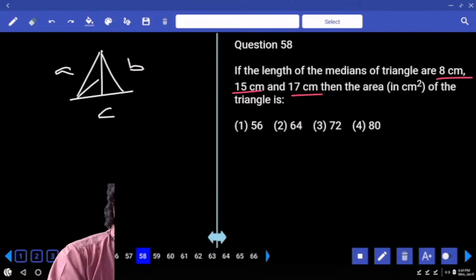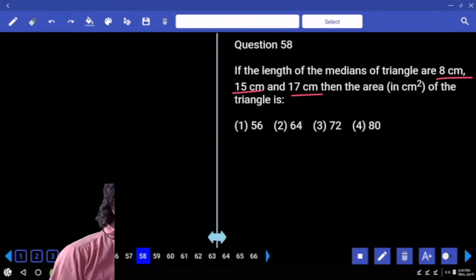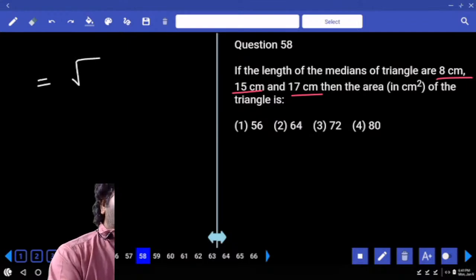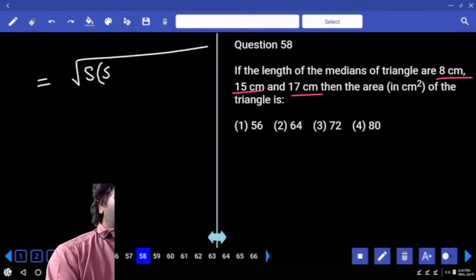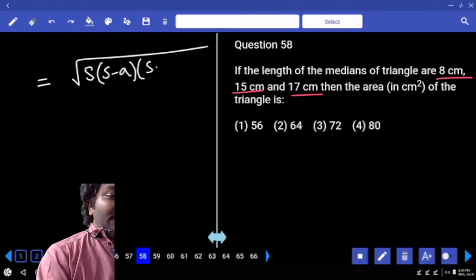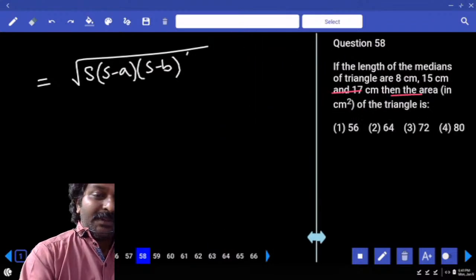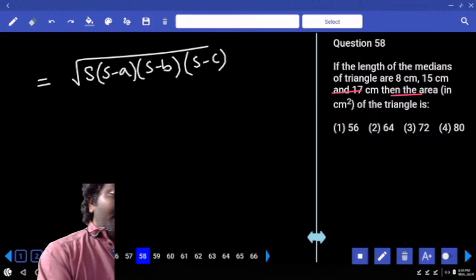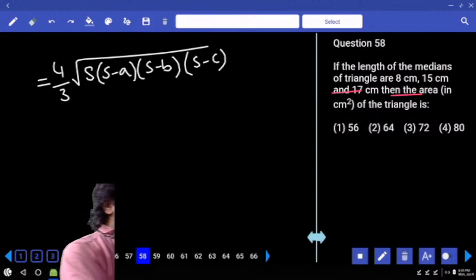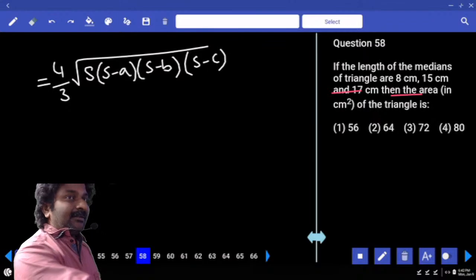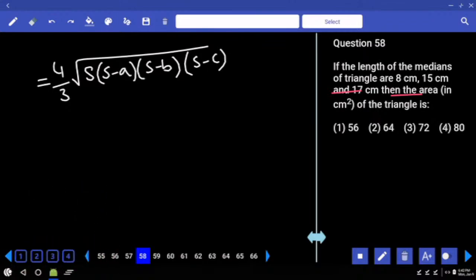They are medians. When you are given medians, area is equal to under root of S into S minus A into S minus B into S minus C, but you'll have to write 4/3. What is S here? Same. A plus B plus C by 2.